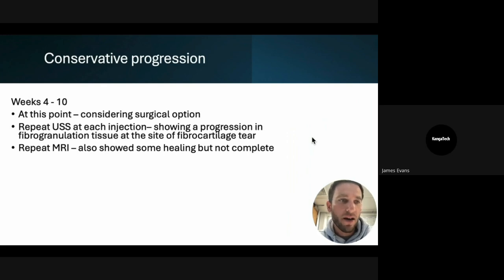So looking after this at weeks 4 to 10, due to, as we've seen, that lack of progression initially, we were considering whether the surgical option was going to be the better option to go with. He had repeat ultrasound scans at each injection, and this showed a progression in the fibrogranulation tissue at the site of the fibrocartilage tear. And we had the repeat MRI, which also showed some healing, but that it wasn't complete.